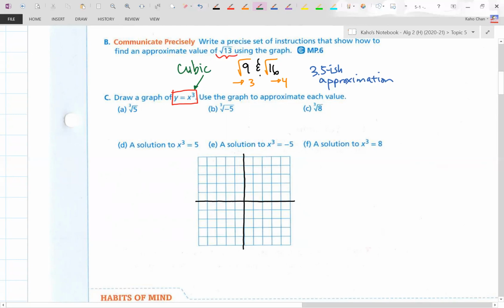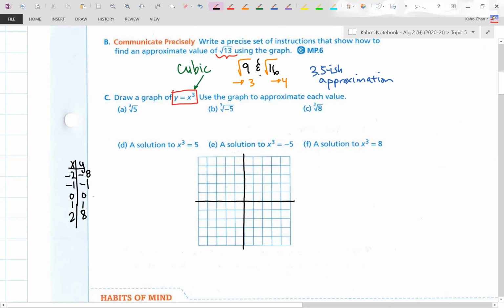We can start with a quick t-chart, pick some x values, and plug them in. Negative 2 to the third is negative 8. Think about it: negative 2 times negative 2 is positive 4, and positive 4 times negative 2 is negative 8. Negative 1 cubed is negative 1. 0 cubed, of course, is 0. 1 is 1, and 2 is 8. Okay?